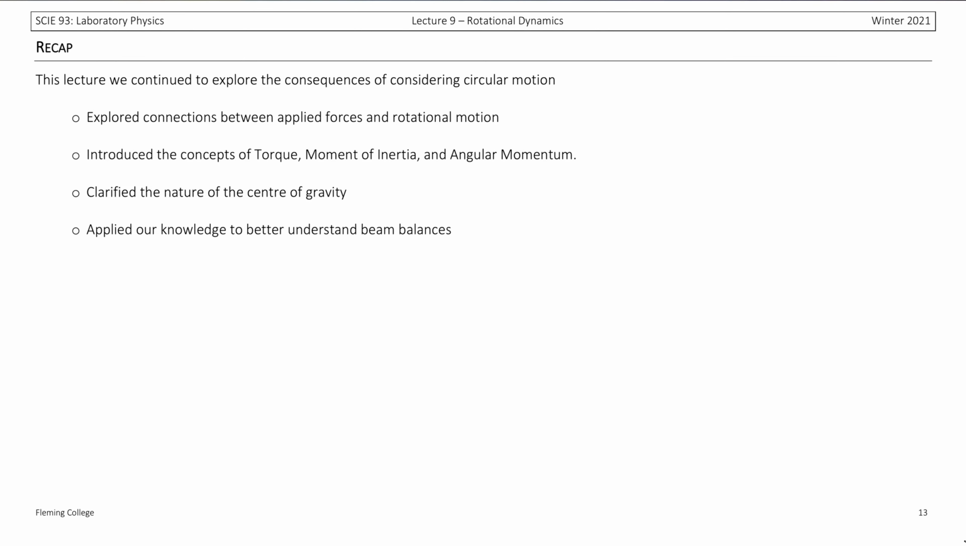Now for a recap. In this lecture, we continued to explore the consequences of considering circular motion. We explored connections between applied forces and rotational motion, and we saw that applied forces in rotational motion introduces the concept of a torque, which is a force that induces rotational motion. Torques also depend on the moment of inertia for the object, and torque will influence the angular momentum of that object. We also took some time to look at the nature of center of gravity, which is closely linked to the center of mass, and we applied the knowledge we found today to better understand our triple beam balances in our labs. You should now be able to complete the pre-class quiz for this material.